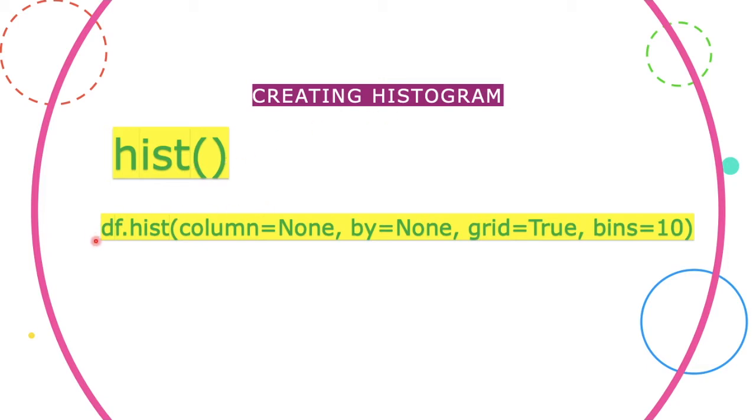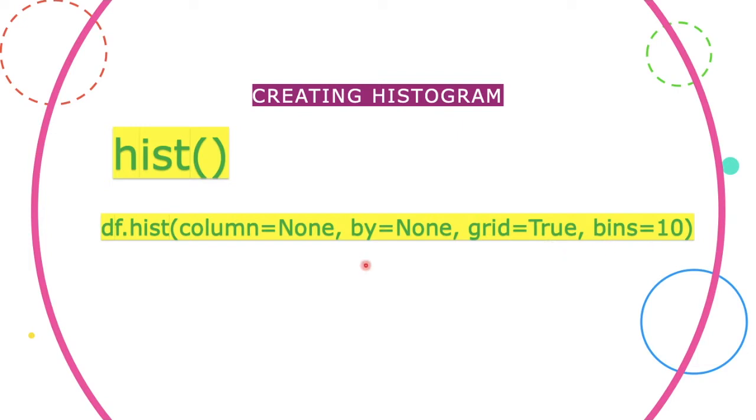This is the basic syntax of the hist function. We will use the data frame object df along with the dot notation and the hist function. These are the parameters that are accepted by the hist function: column, by, grid and bins. As we all know what column and by are, grid basically stands for whether we want to present our data in grid format or not. Bins are basically the class intervals. We will discuss this in detail in our PyPlot series.